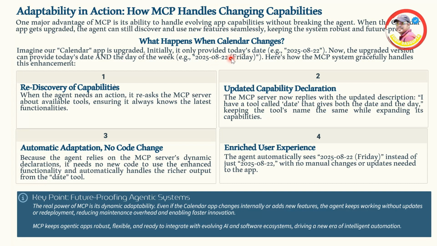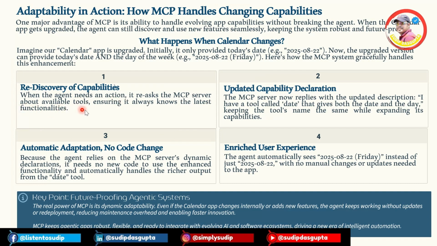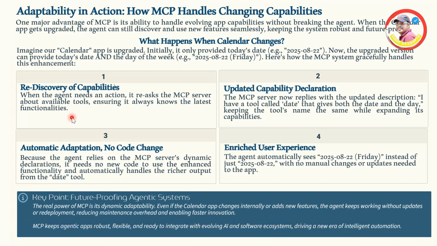But now with the MCP, or the model context protocol, coming in, when the agent needs an action, it re-asks the MCP server about available tools, ensuring it always knows the latest functionality. So whenever there is a change in the calendar app, that change gets published only to the MCP server, from where our agents or small robots can discover what changes have been done in the calendar app, right?